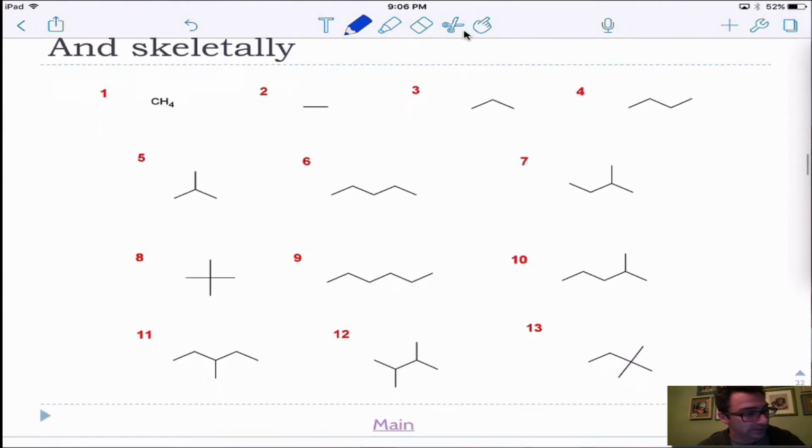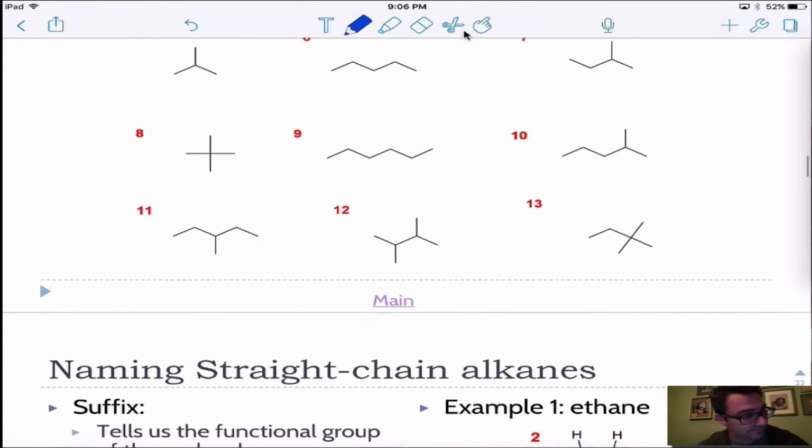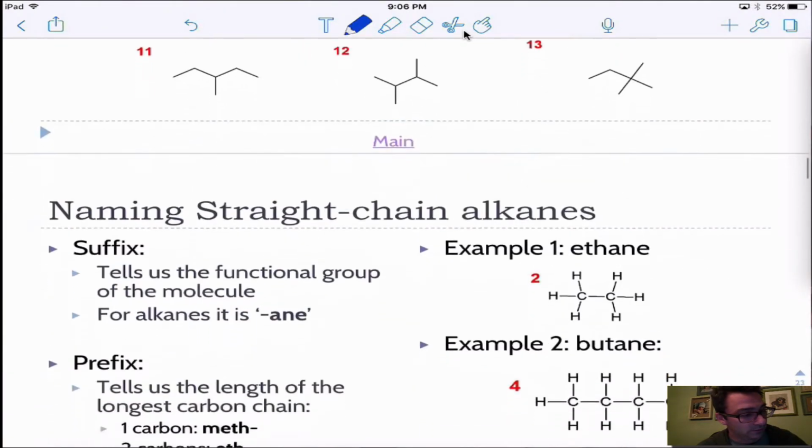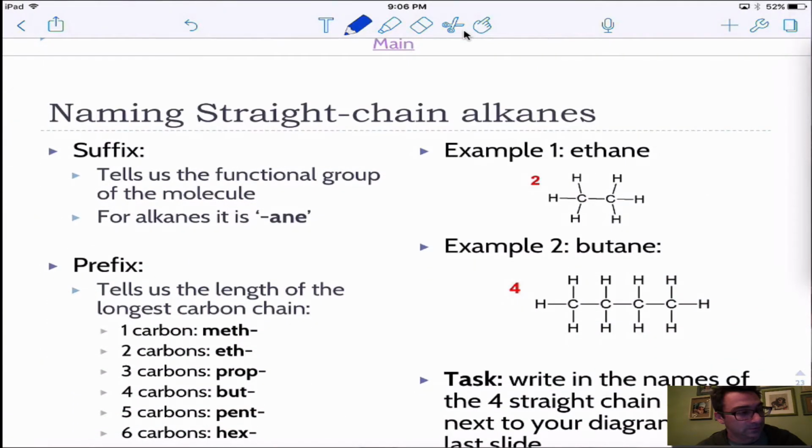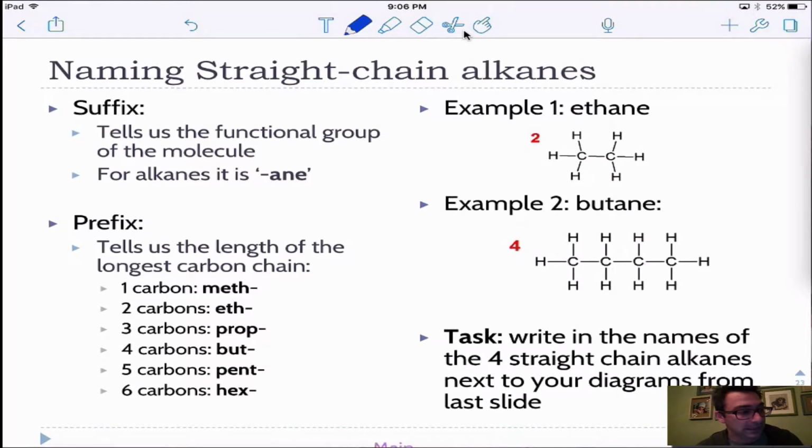So here's showing them skeletally. Now, notice I went through and I actually named them for you. These were all the alkanes. Notice I ended them all in ane. You might remember this from last year. And then the number of carbons tell you what the prefix is, and you should know up to 6: meth, eth, prop, but, pent, and hex.